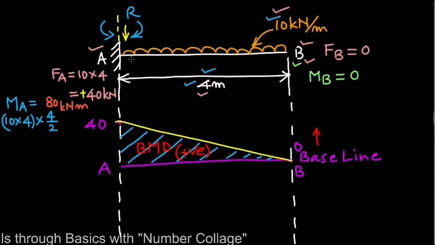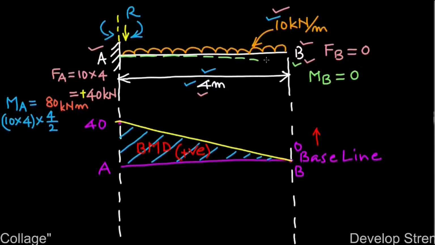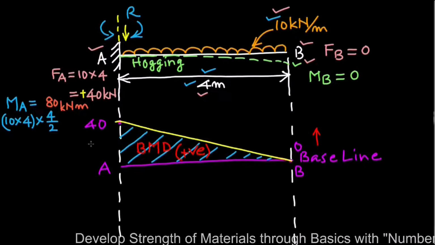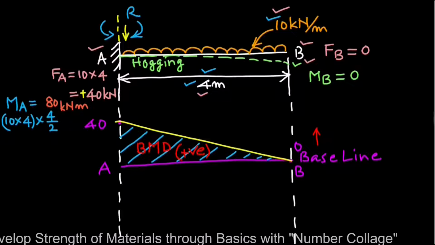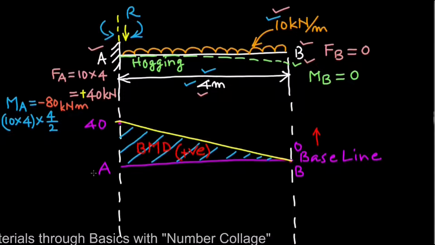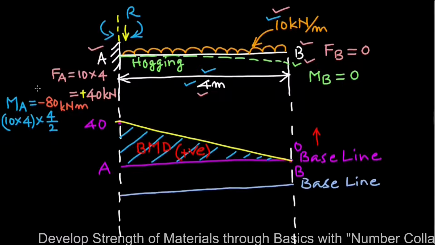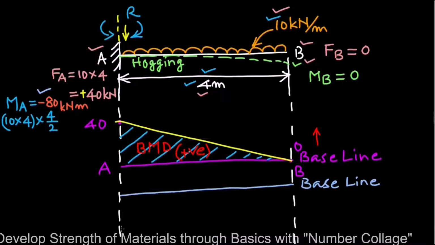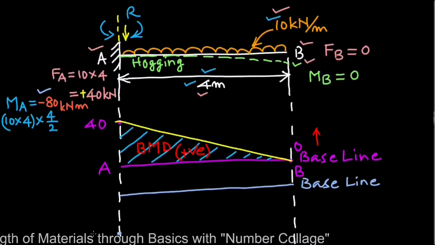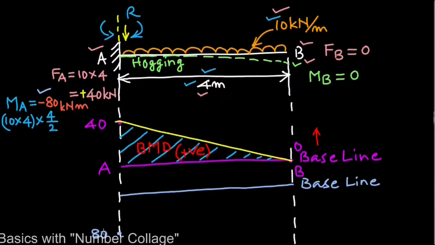and since the cantilever will bend or tends to bend downward like this, which will give hogging bending moment, which is negative. So therefore, bending moment MA will be minus 80 kilonewton meter. For bending moment diagram, first we will draw the baseline. Bending moment being negative, we will start at this point. We will mark it 80 kilonewton meter.